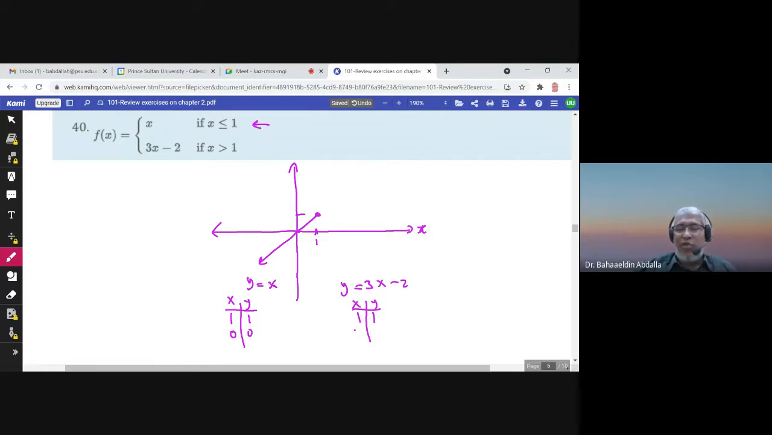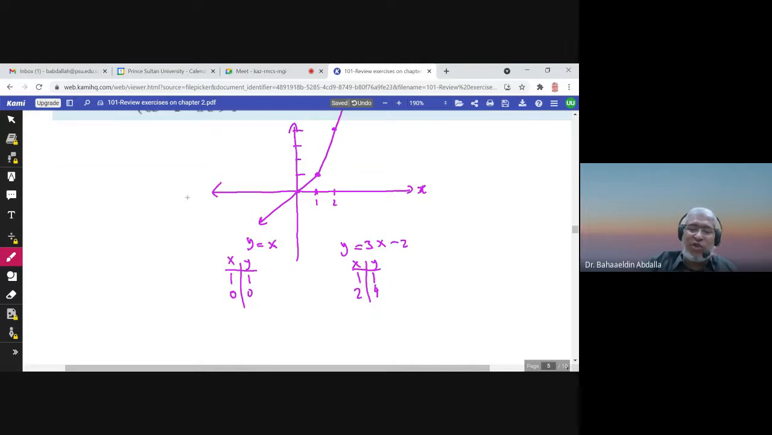And now here you choose a number greater than 1. For example, 2. 3 times 2, 6 minus 2, 4. So at 2 it is 4. And you connect these 2 points to sketch the graph of the second line. So this is the graph of the piecewise function.